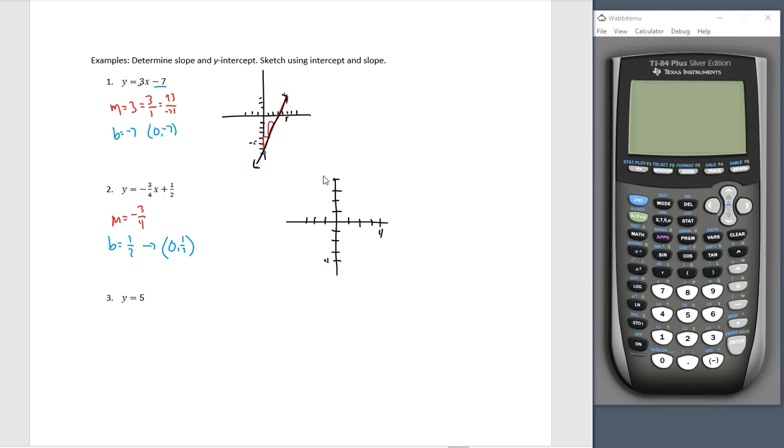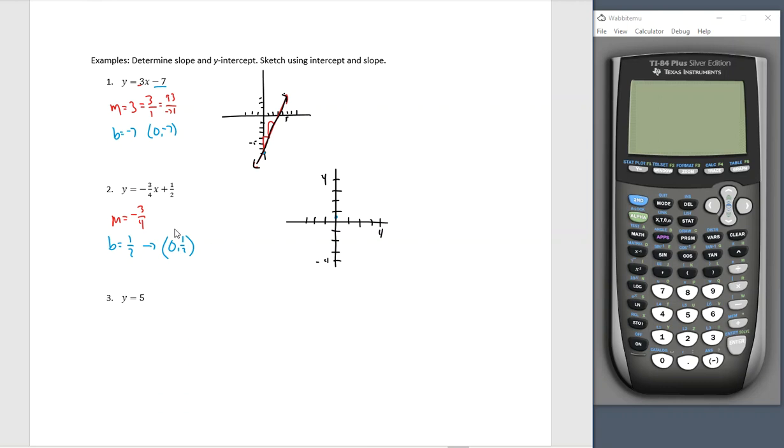Go 4 in each direction. Maybe I'll make that a -4. There we go. So we start with our y-intercept at 0, 1/2. All right. Oh, that's not right. 0, 1/2 is right there. So I am going to see if I can erase just that point. Of course not. There we go. All right, so we have our point 0, 1/2.